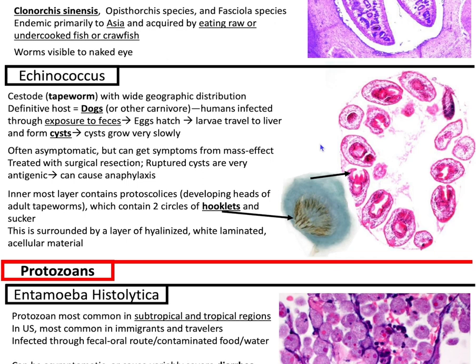Echinococcus, cestodes or tapeworms, have wide geographic distribution. The definitive hosts are dogs or other carnivores, and humans are infected through exposure to feces. The eggs hatch, the larvae travel to the liver and form cysts, and the cysts grow very slowly, often asymptomatic, but can cause symptoms from mass effect if the cyst grows really large, and you treat with surgical resection. Ruptured cysts are very antigenic and can cause anaphylaxis. That's why, tying it into cytopath, this is a contraindication to FNAs if you're going for the liver and there is a cyst and you're suspecting Echinococcus.